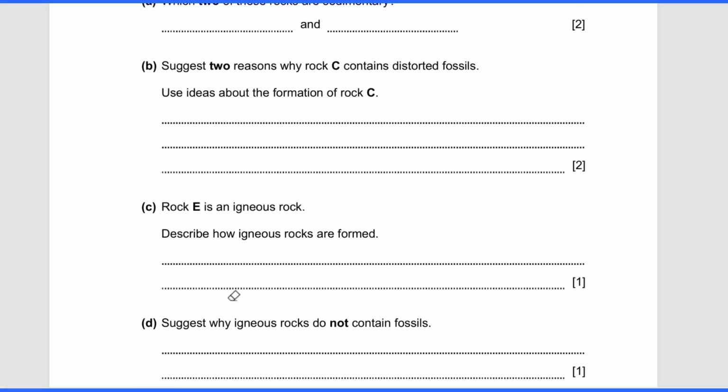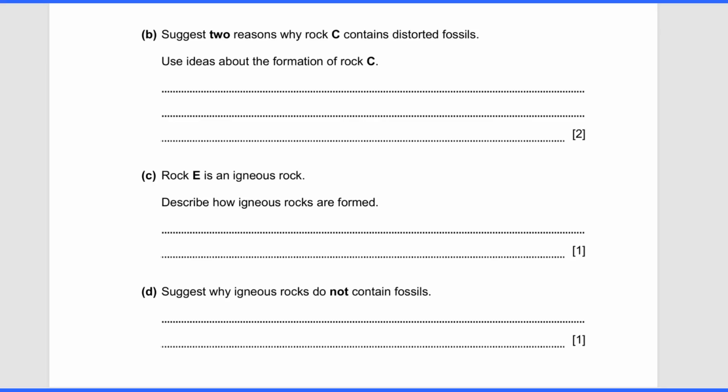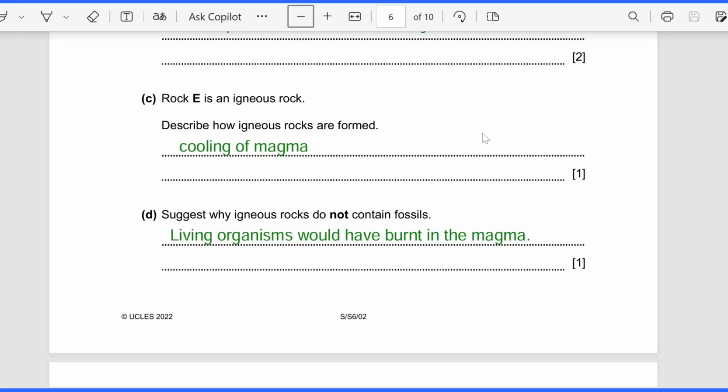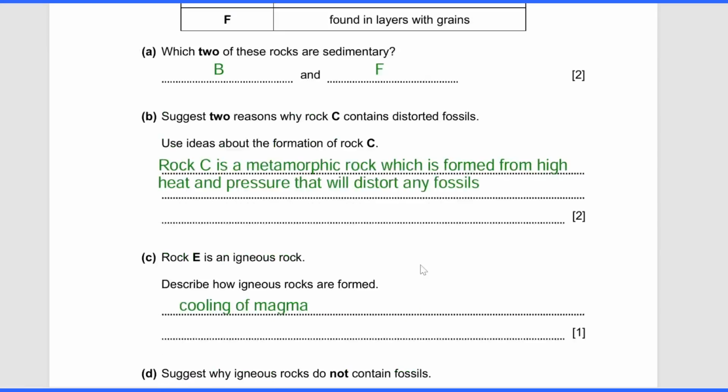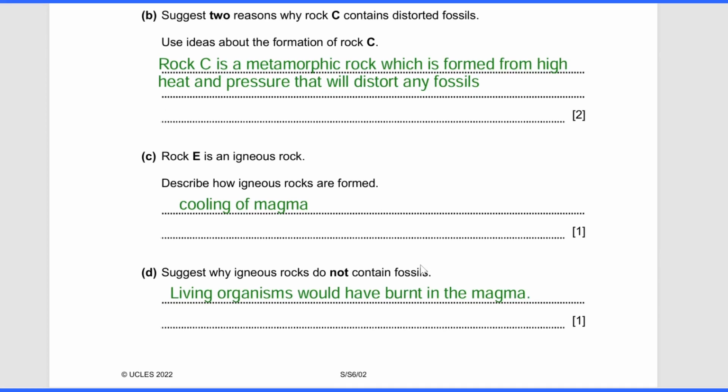5D: suggest why igneous rocks do not contain fossils. Okay, let's check out the answer, guys. A living organism would have burned in the magma. Okay, that was one possible reason.